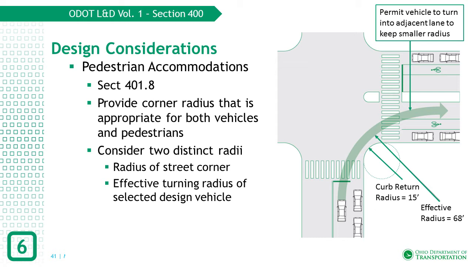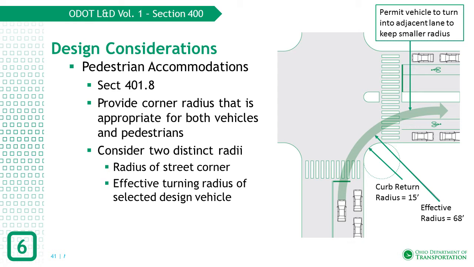Curb return size impacts vehicular turning and pedestrian crossing movements. There are 2 distinct radii at an intersection: the effective turning radius of a selected design vehicle and the radius of the street corner. When the radius of the street corner is designed to solely accommodate the effective radius or the vehicular turning movement, the radius size can be large, creating longer crossing lengths for pedestrians, increased exposure time to vehicles, and higher vehicular speeds.